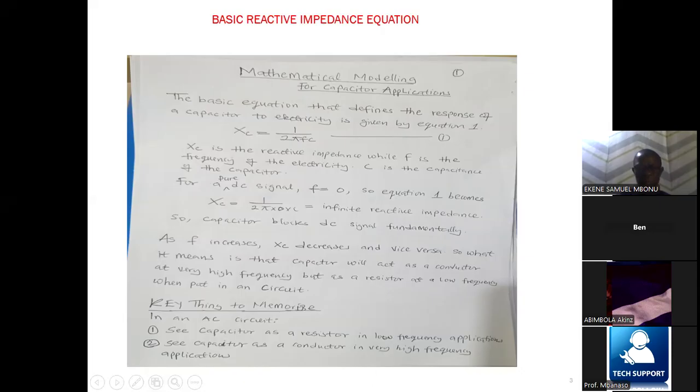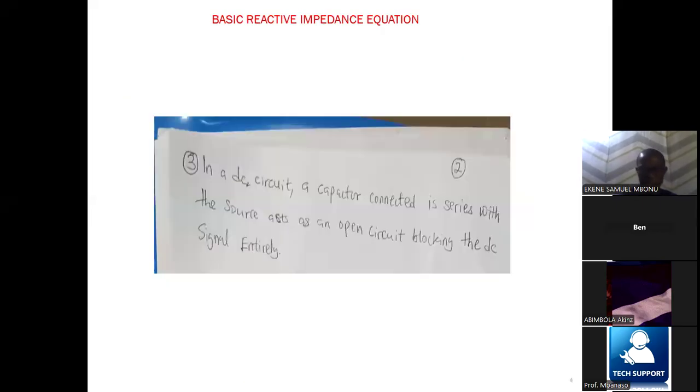Okay. So see a capacitor as an open circuit at a very low frequency, and then at a very high frequency, just treat it as a conductor because it's going to pass the signal. Now, in a DC circuit, a capacitor connected in series with the source acts as an open circuit, blocking the DC signal entirely.